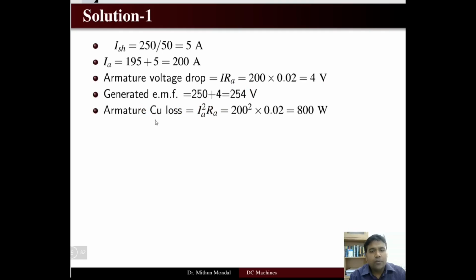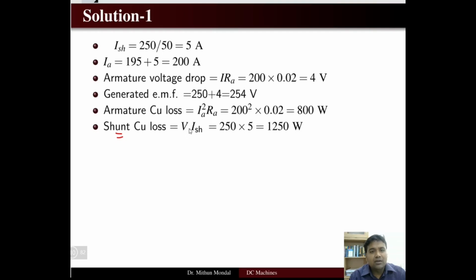Now determine the copper loss. So armature copper loss is basically Ia square Ra. Whenever we determine copper loss, we do it by I square R. Here we are determining it for the armature, so we take the current of the armature and the resistance of the armature. Armature current here we have obtained as 200 ampere. So 200 square multiplied with the armature resistance, that is 0.02, you will get a loss of 800 watt.